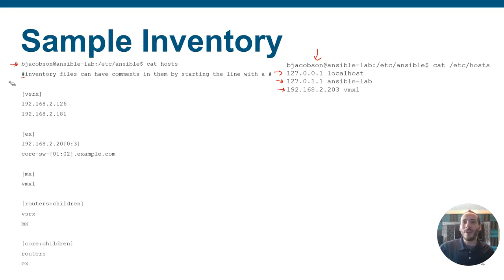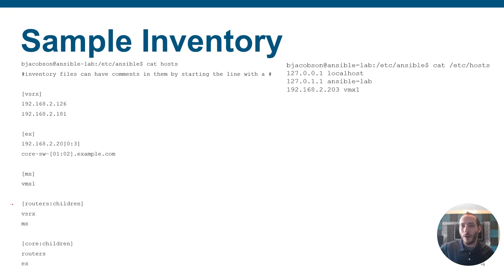So in order to have a group of groups, to have nested groups, our group that contains groups must have the :children on the end of the group name. This is so that the names within this group are known to be other groups and not host names of individual inventory nodes. And because of this, a group of groups can only have groups within it. You cannot have individual inventory items within that group.